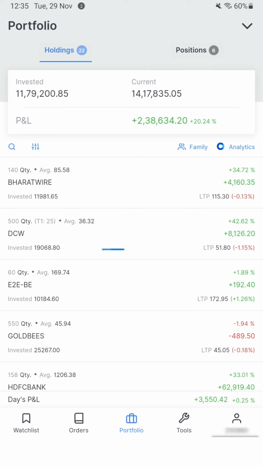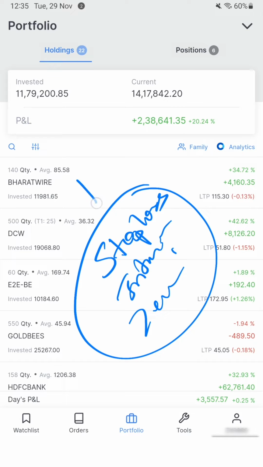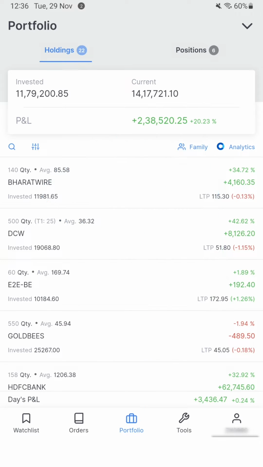Hi friends, today we are going to look at stop loss for intraday orders in Zerodha. So if you have a position in Zerodha where you want to now place a stop loss for that position, how do we do this? To see your positions within portfolio, go to positions.